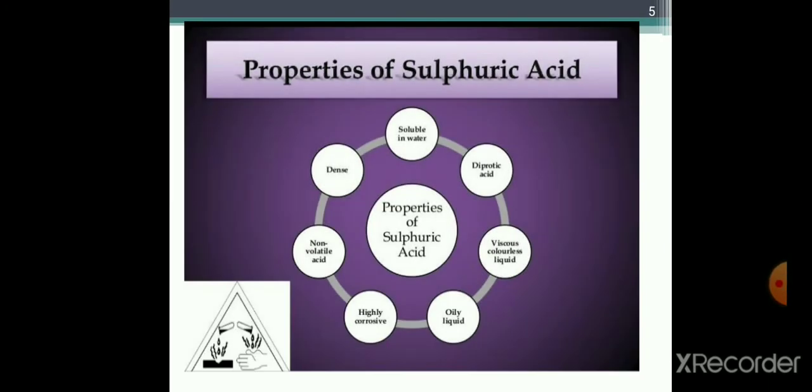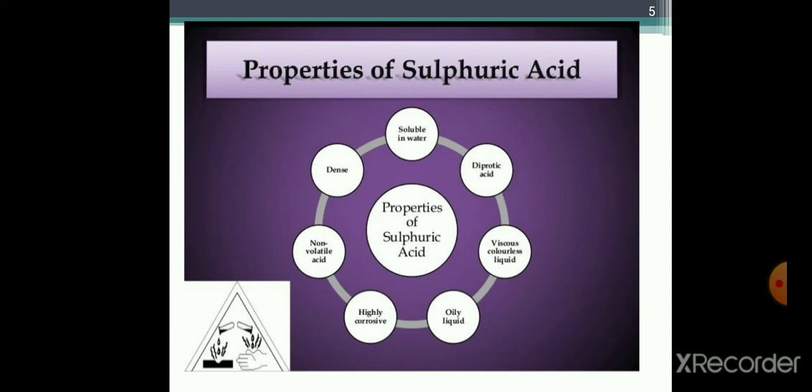Sulfuric acid has different properties. We know that sulfuric acid is soluble in water, and it is a diprotic acid. Why is it called a diprotic acid? Because the two hydrogens present in sulfuric acid can easily be lost, and hence it is called a diprotic acid. It is a viscous, colorless liquid.